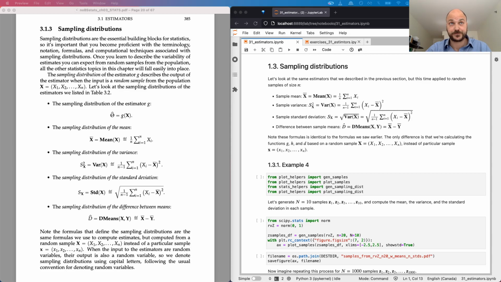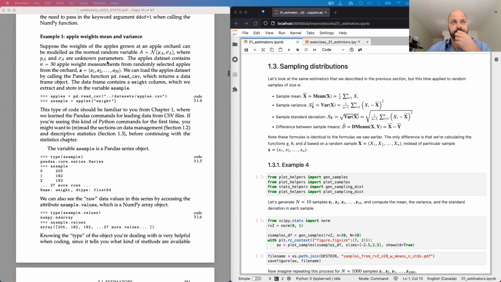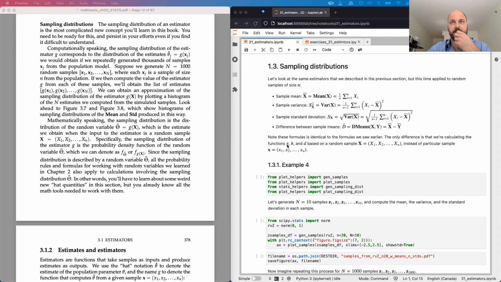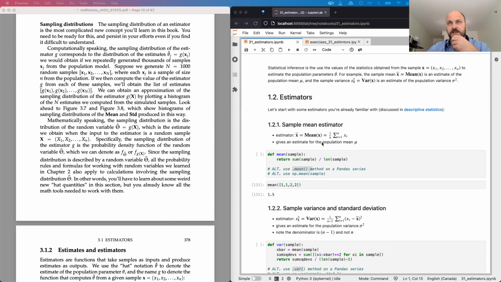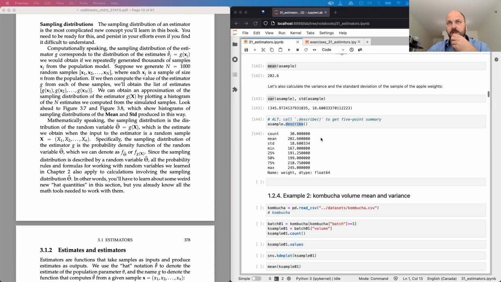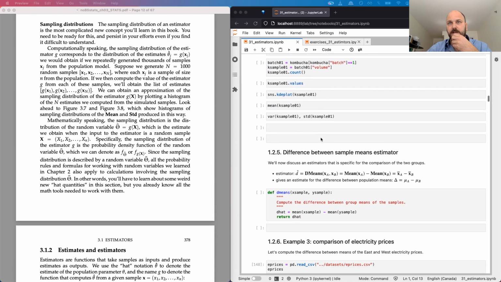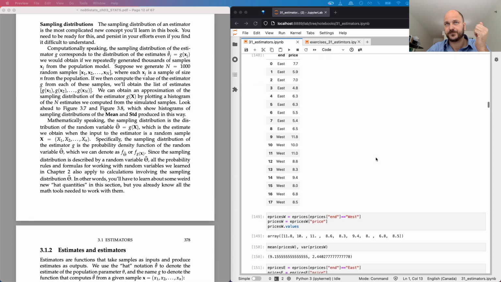Okay, so the sampling distribution. What is a sampling distribution? Okay, so we defined three estimators. If we look at them here, the sample mean, the sample variance, and the difference between means. So these are functions that, given particular samples, will compute estimates for you.